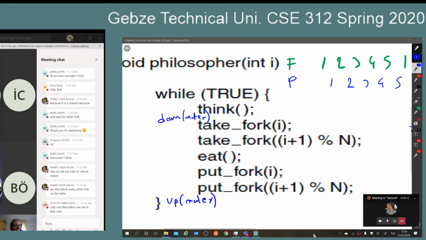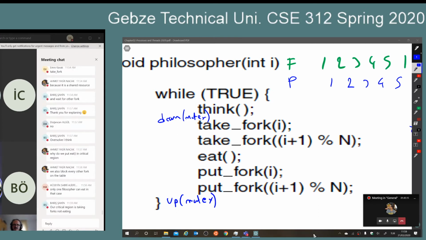If we do it this way, we block every other philosopher at the same time, and only one philosopher can eat. So that kind of solves the problem, but what did we say at the beginning? 2 out of 5 can eat at the same time. This will block everybody else. So this is kind of safe, but this is not multi-programming.